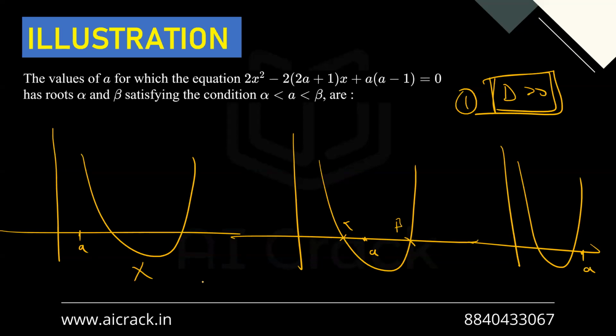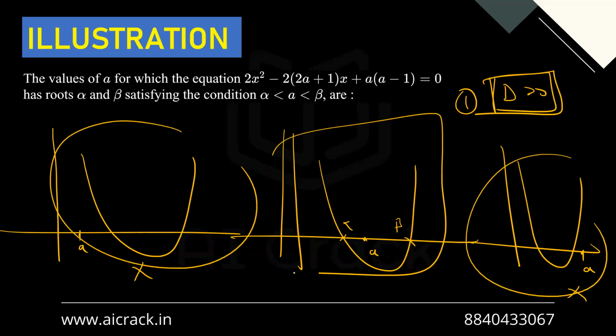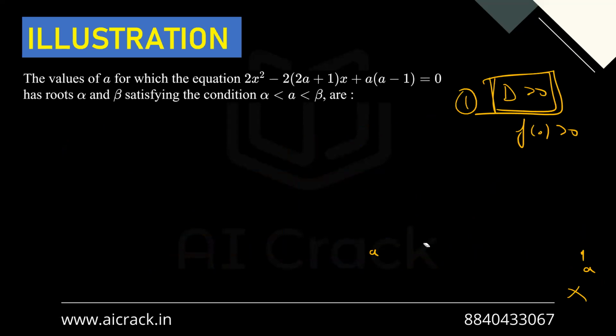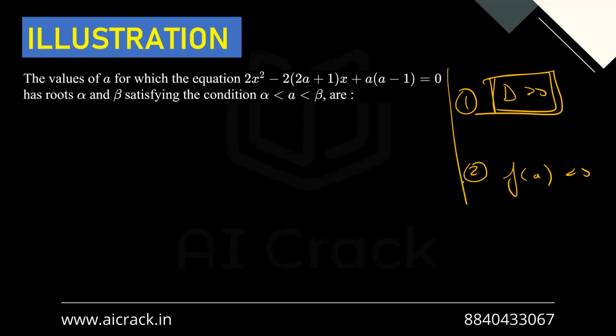Now we have to eliminate this one and this one. Why? Because we have to have a between alpha and beta. Now, what is the major differentiator between these two and this one? We can see that in both these cases, f of a is positive. In this particular case, f of a is negative. So our second condition would be f of a should be negative. So we have got these two conditions for this particular question.